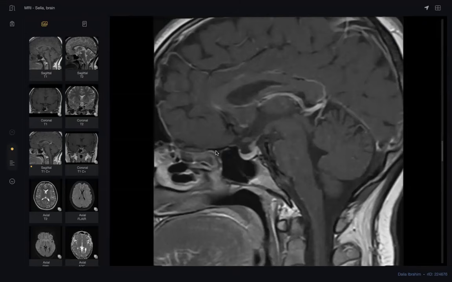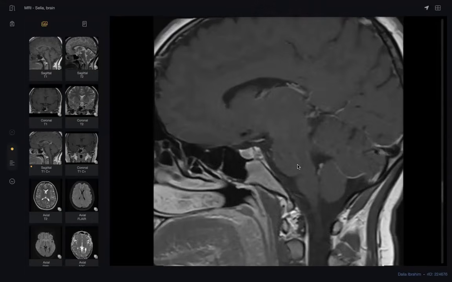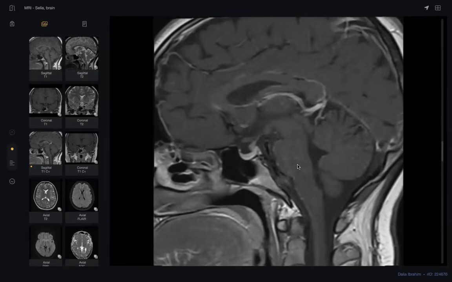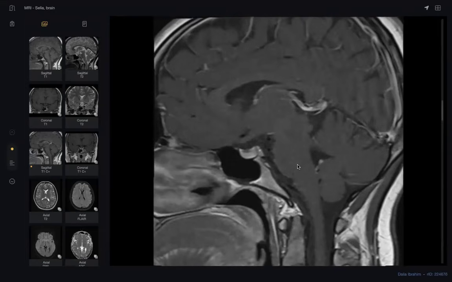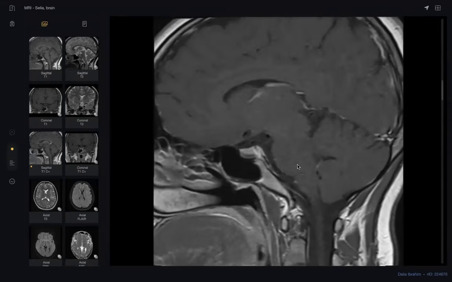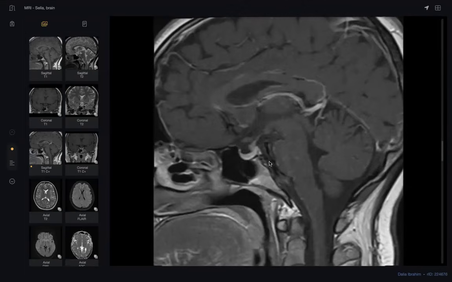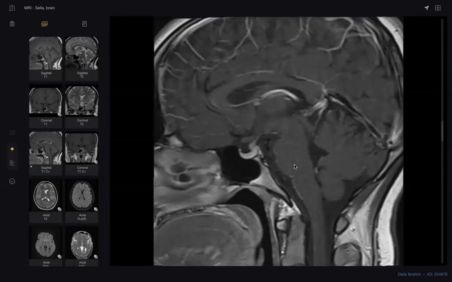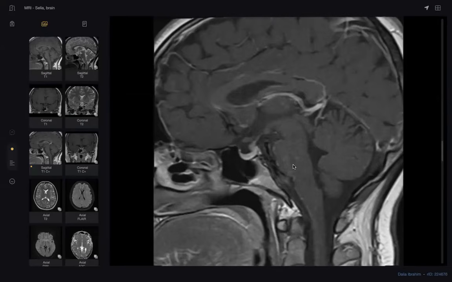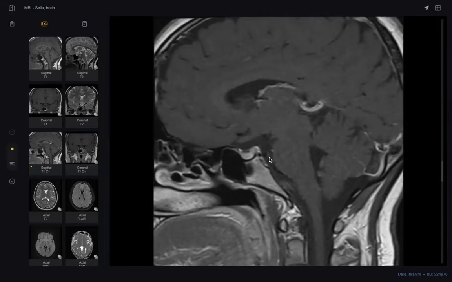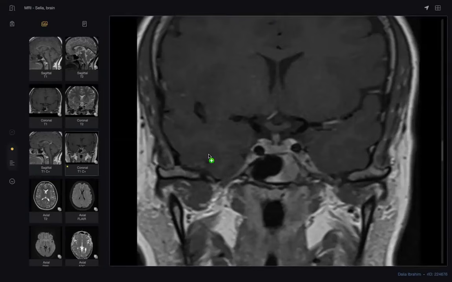Yes. So I'm scrolling here. There is diffuse enhancement of the pituitary gland, and I can't really spot an area of hypoenhancement. Maybe in coronal views it could be more obvious. I'm suspecting this area here, but it keeps jumping. Can I view the coronal images, please? Yeah, these ones.